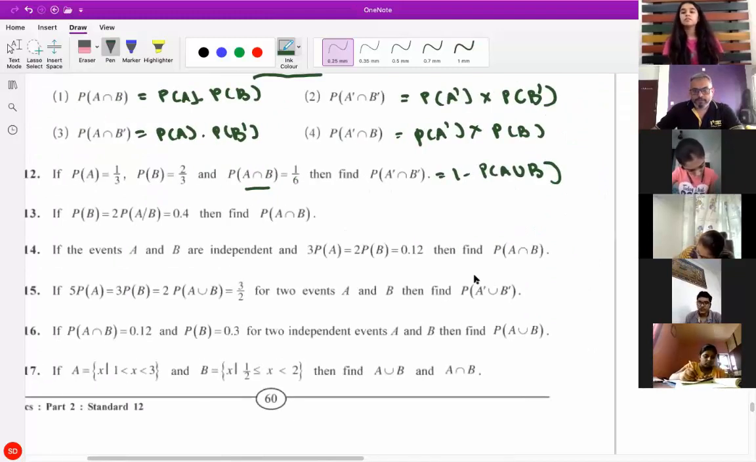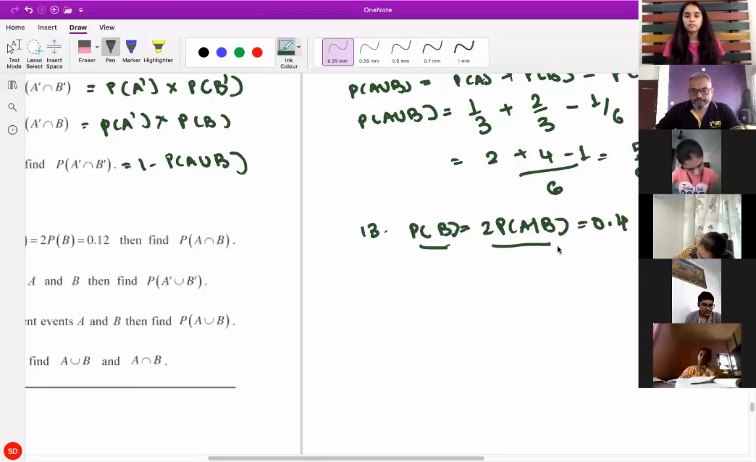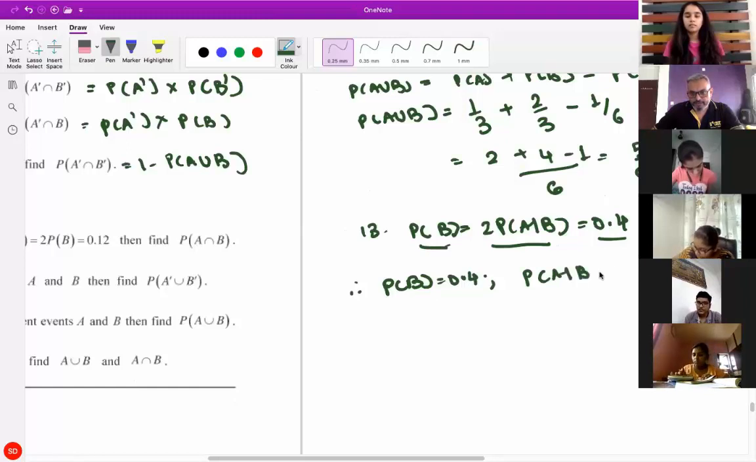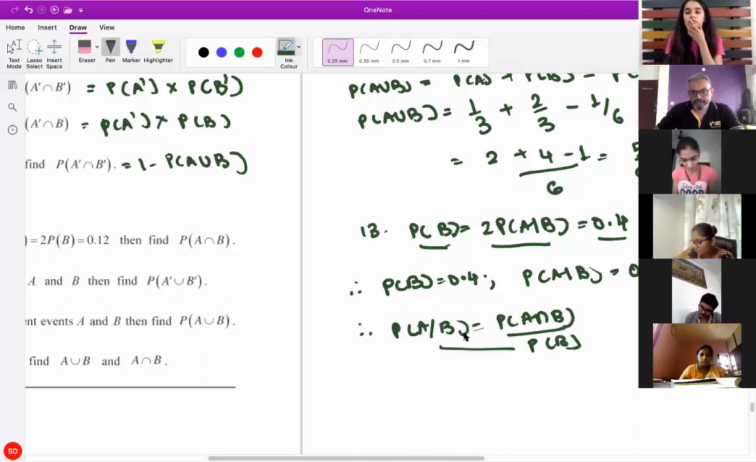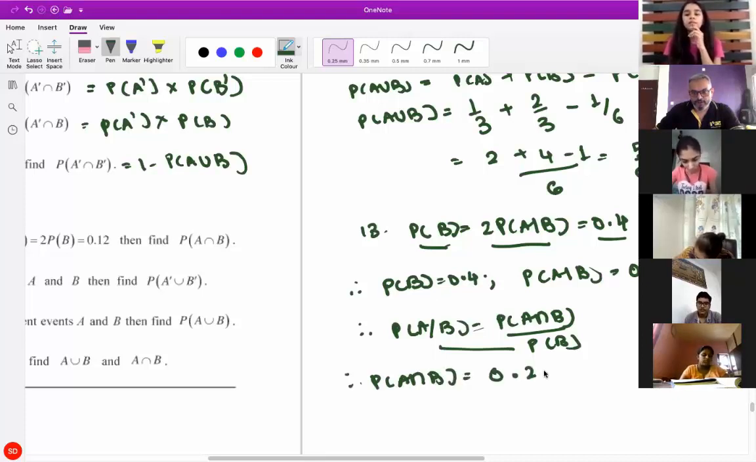Now, P of B is equal to 2P of A given B, which is 0.4. Therefore, P of B is equal to 0.4 and 2P of A given B is 0.4, so 0.4 will be divided by 2, so 0.2. Therefore P of A given B is equal to P of A intersection B upon P of B, cross multiply. Therefore P of A intersection B is equal to P of A given B, 0.2, into 0.4, which is equal to 0.08. Answer.